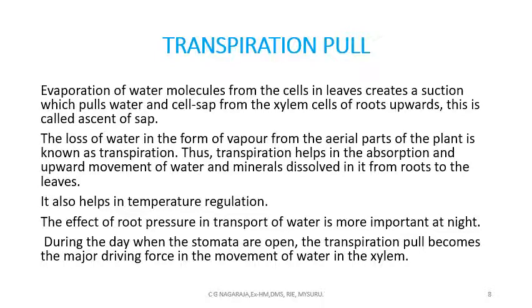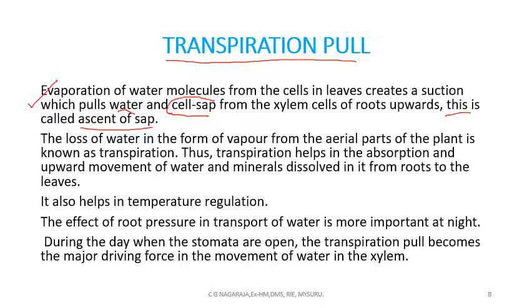Now I explained to you already what is transpiration pull. Evaporation of water takes place during daytime, and that evaporation creates a kind of suction, and along with the water some sap, or some ions and other things present in the liquid in the cell, called the cell sap, also moves up. This is called ascent of sap. Ascent means going up. Cell sap also goes up.